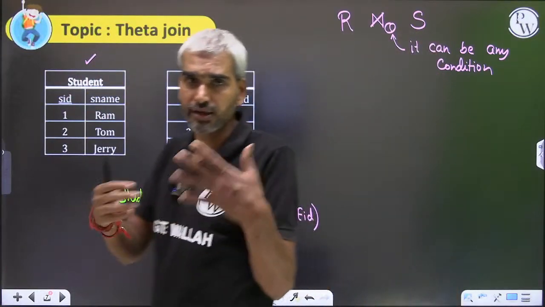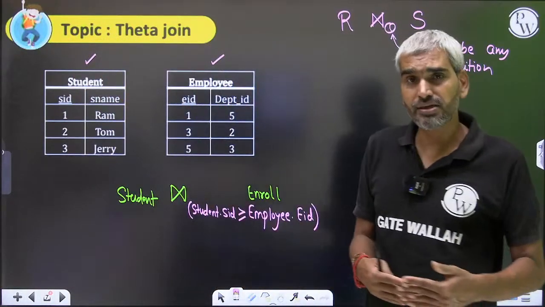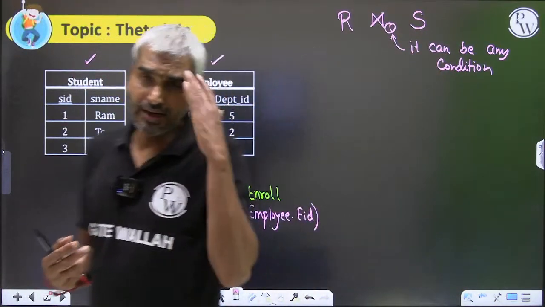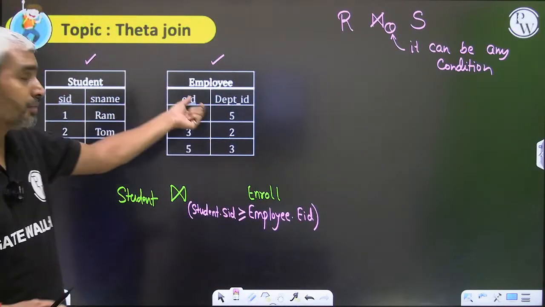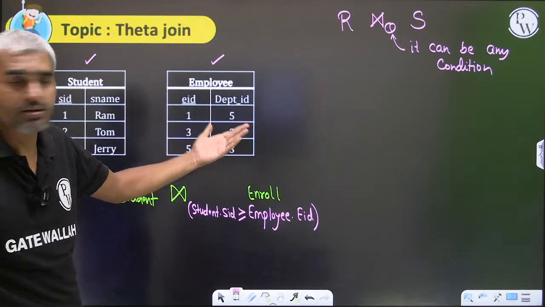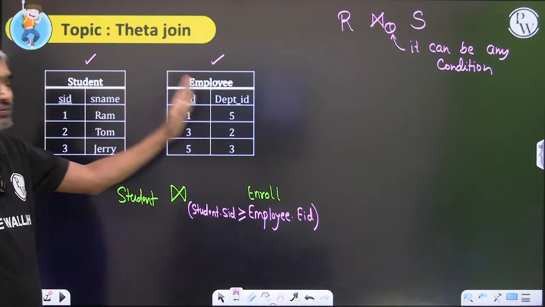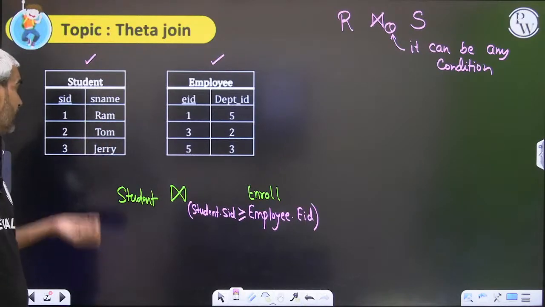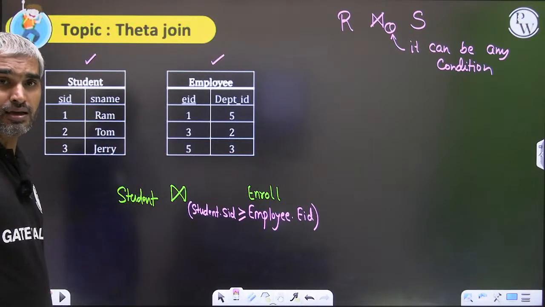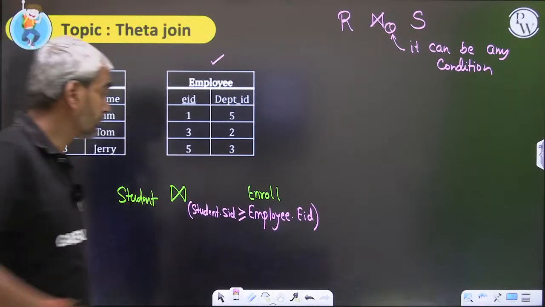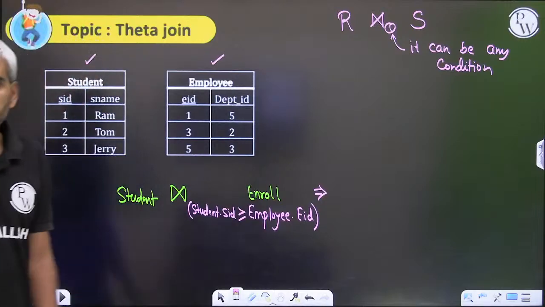If you are joining two things, can you make any sense out of that join operation? It's completely dependent on your understanding of the relational table. The table student has nothing to do with employee, but you can join the student table with the employee table satisfying any type of criteria. Let's say that SID has to be greater than or equals to EID of the employee table. So if I do so, what will be present in the output?